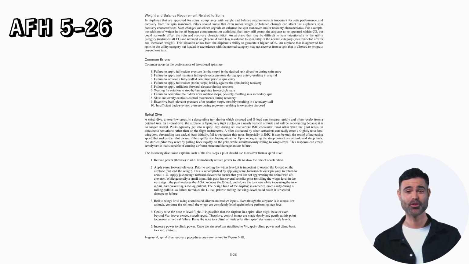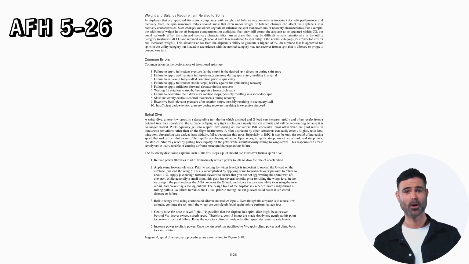1. Reduce power, throttle to idle. Immediately reduce power to idle to slow the rate of acceleration. 2. Apply some forward elevator. Prior to rolling the wings level, it is important to unload the G-load on the airplane, unload the wing. This is accomplished by applying some forward elevator pressure to return to about +1 G. Apply just enough forward elevator to ensure that you are not aggravating the spiral with aft elevator.